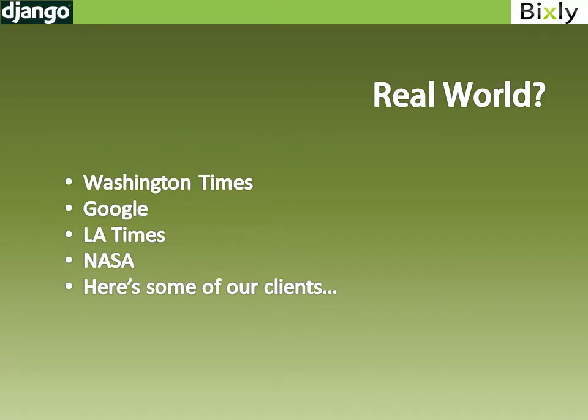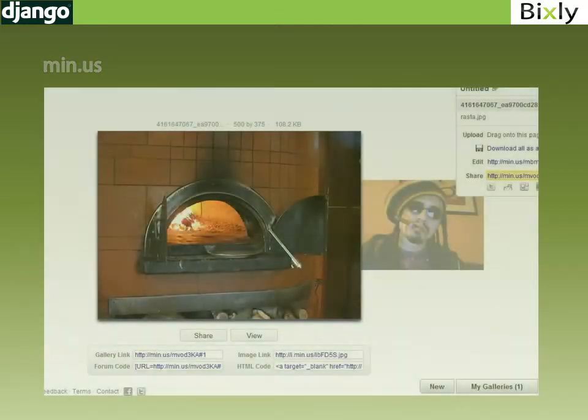Washington Times, Google, LA Times, NASA. Django has been used by all of these companies in various projects. So it's important to know that Django isn't just some pie in the sky idea that isn't useful for anything real world. It's not the case. It really is useful for various types of web applications and is used by these companies and more. And then, of course, we'll look at some of our clients that have used it with a lot of success.